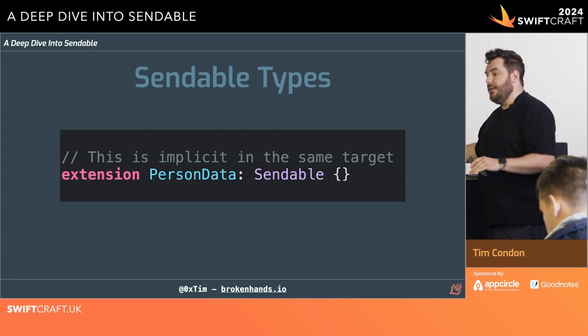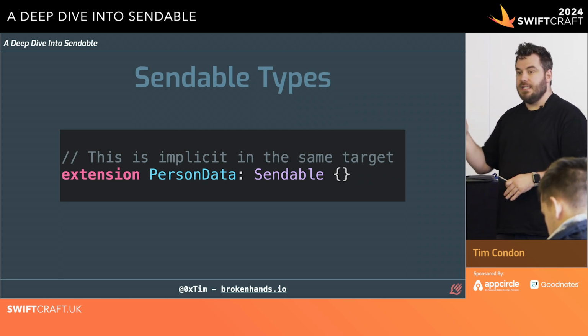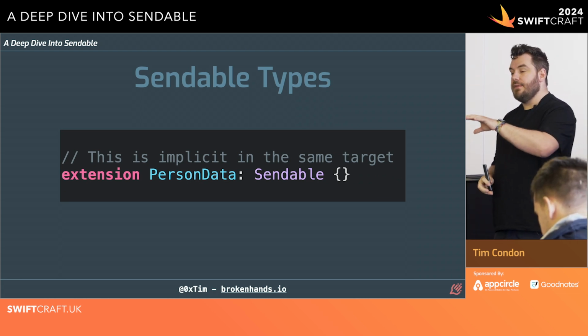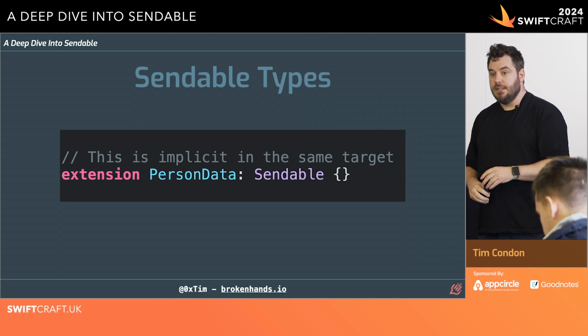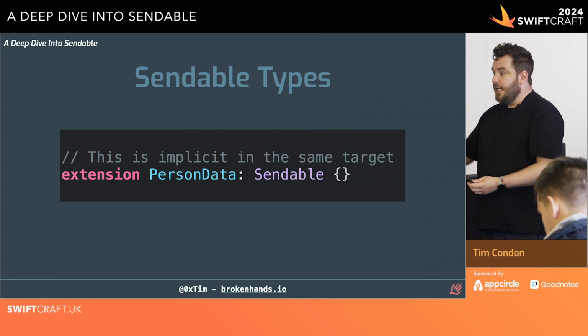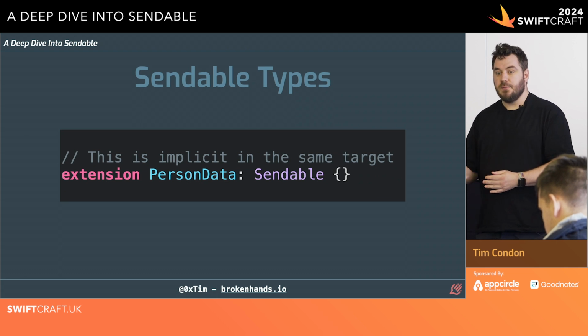So by that, I mean that if you have your type person data that meets all the requirements of being sendable, it will be sendable inside that same target or module. So you don't actually need to mark it explicitly as sendable if you want to use it as sendable. If you want to expose that sendability to a public interface, so you're writing a library that has sendable types, you need to explicitly opt into those types being sendable.